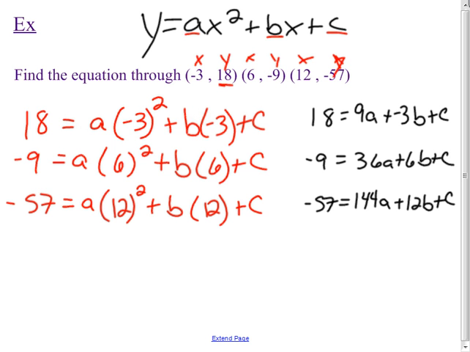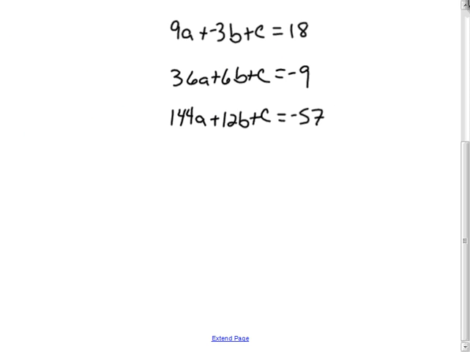Please note, there are no exponents on a, b, and c. A, b, and c are just those coefficient numbers. Now the next thing I'm going to do is rearrange them so that the y values, the equals 18 part, is on the other side. So now I have to find a, b, and c. Does this look familiar at all? Have you seen this before? Yeah, we've done it before.